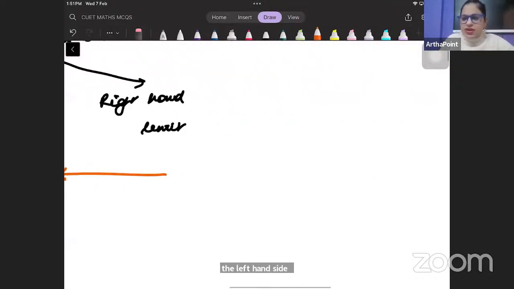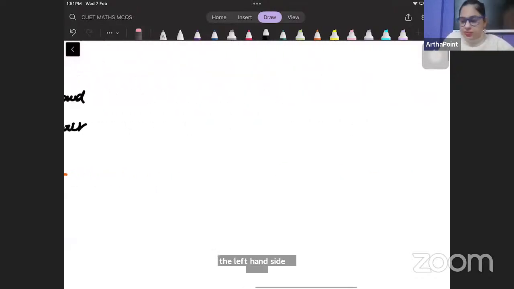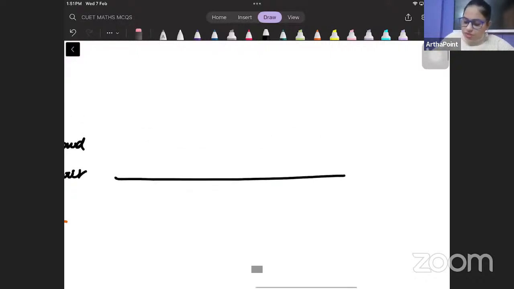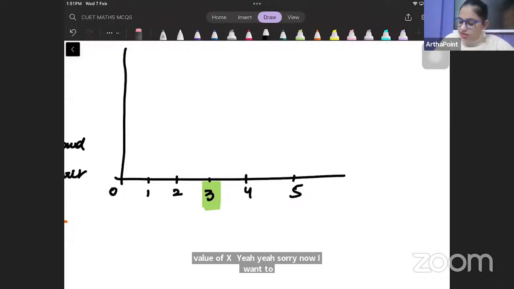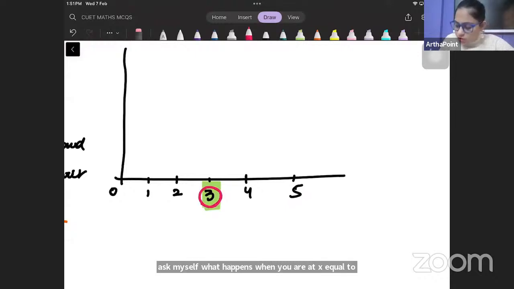Now understand this a little mathematically once. See, suppose, children, I have taken some values of x. Like here the values of x are 0, 1, 2, 3, 4, 5 and so on. Now I want to ask myself, what happens when you are at x equal to 3? We have to evaluate the limit at x equal to 3.